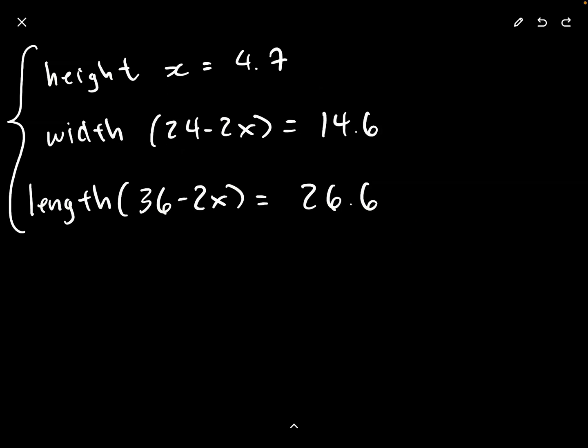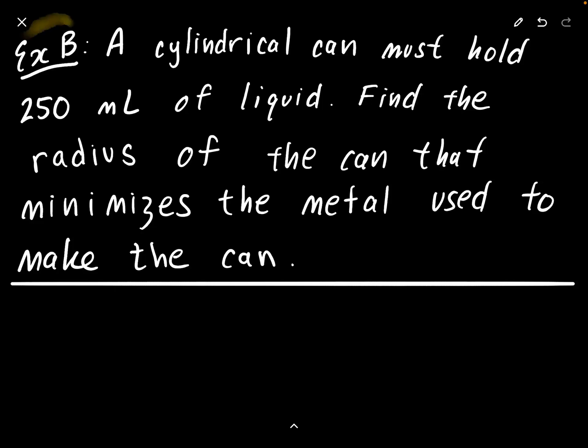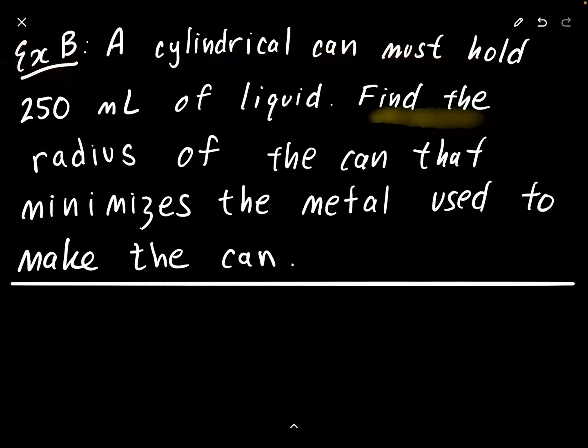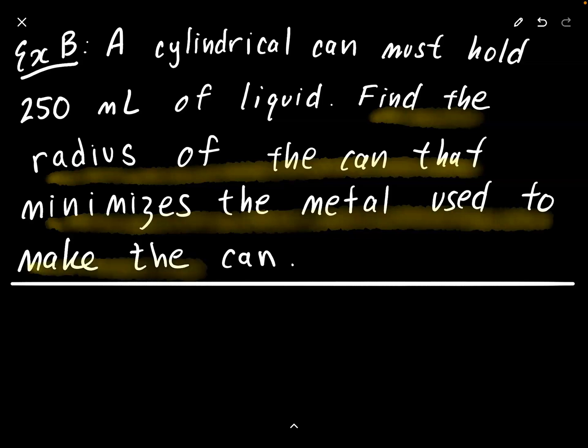which was to find the dimensions of the box that has the maximum volume: 4.7 inches by 14.6 inches by 26.6 inches. In the next example, a cylindrical can must hold 250 milliliters of liquid. Find the radius of the can that minimizes the metal used to make the can.